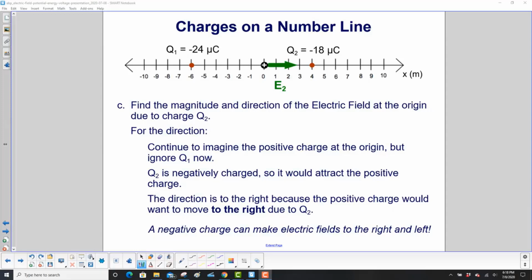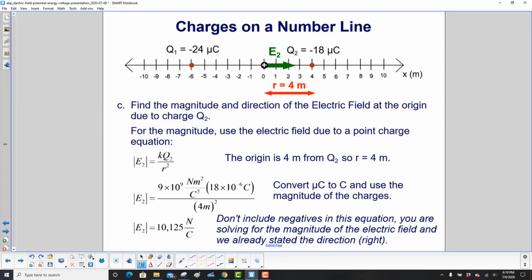Find the magnitude and direction of the electric field at the origin due to charge Q2. So again, we imagine a positive charge at the origin. And this time, don't worry about Q1. We already took care of that. Q2 is negatively charged, so it would attract the positive charge. So E2 will be to the right, pointing towards Q2. A negative charge can make electric fields to the right and left, depending on where you are in the number line. So let's look here. Let's just put another, what's the field over here due to the negative charge? Well, it would point this way. It would be to the left. But over here, where the origin is, the electric field is to the right.